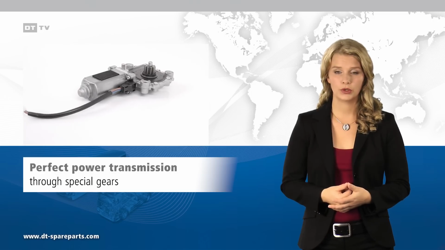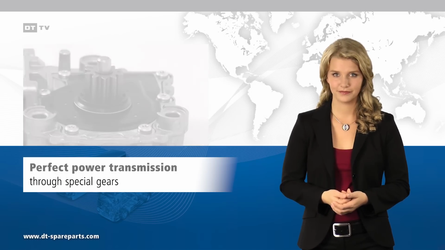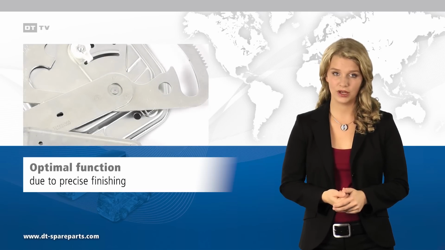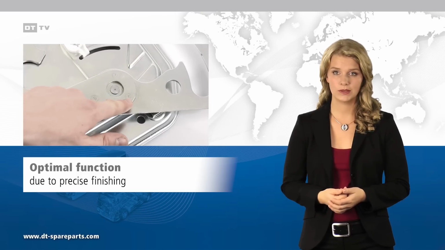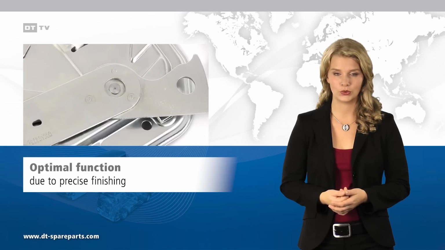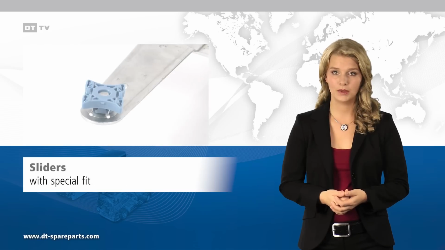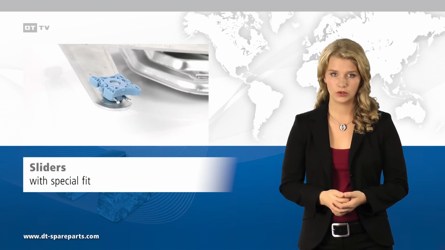To ensure perfect power transmission, the motors are equipped with a high-strength, sintered gear wheel. Window regulators of the DT Spare Parts brand are characterized by a high-quality finish. Accurate spot welds and precise riveting during the connection of individual components ensure perfect functioning over long periods of time. The sliders on the ends of the lifting arms are made of high-strength, low-wear plastic.